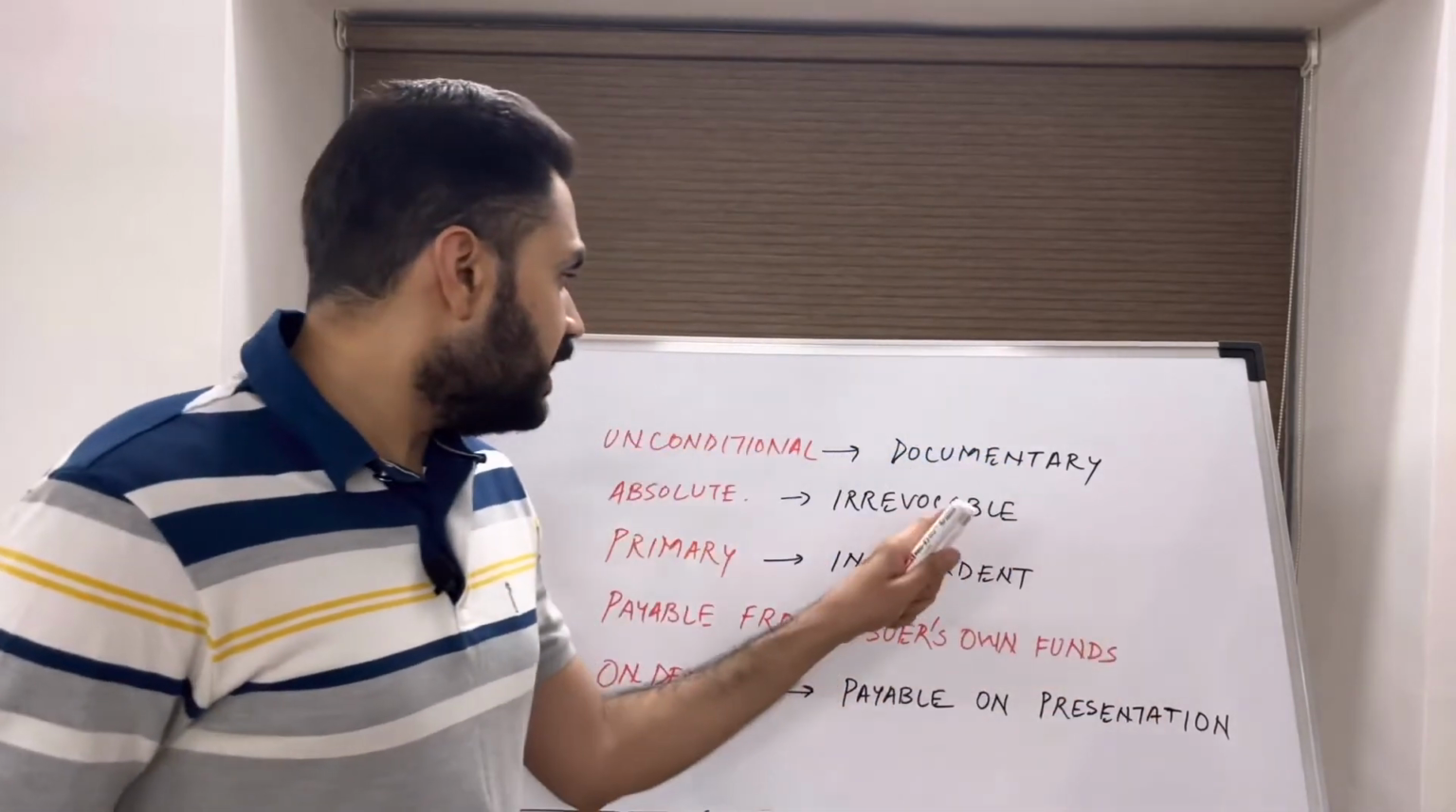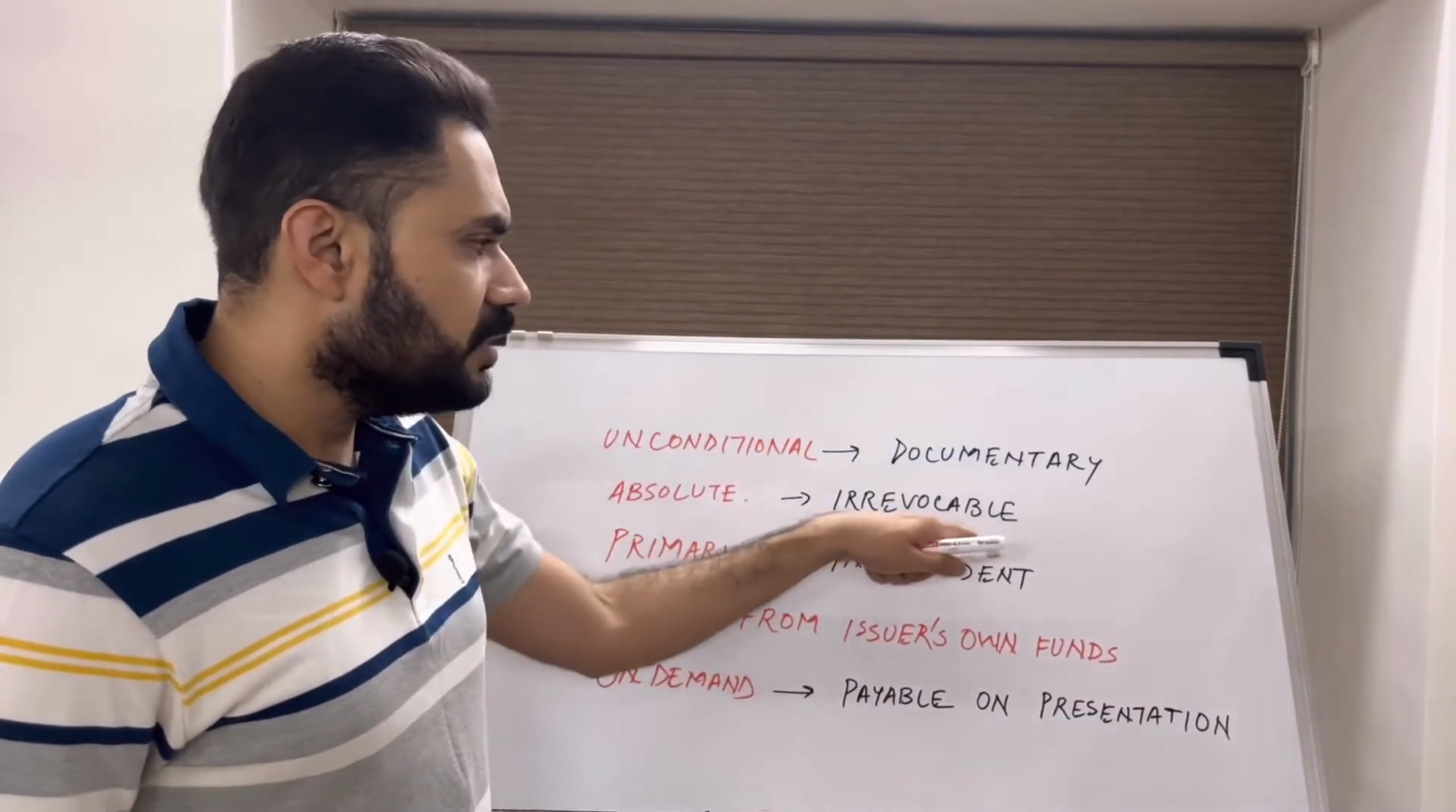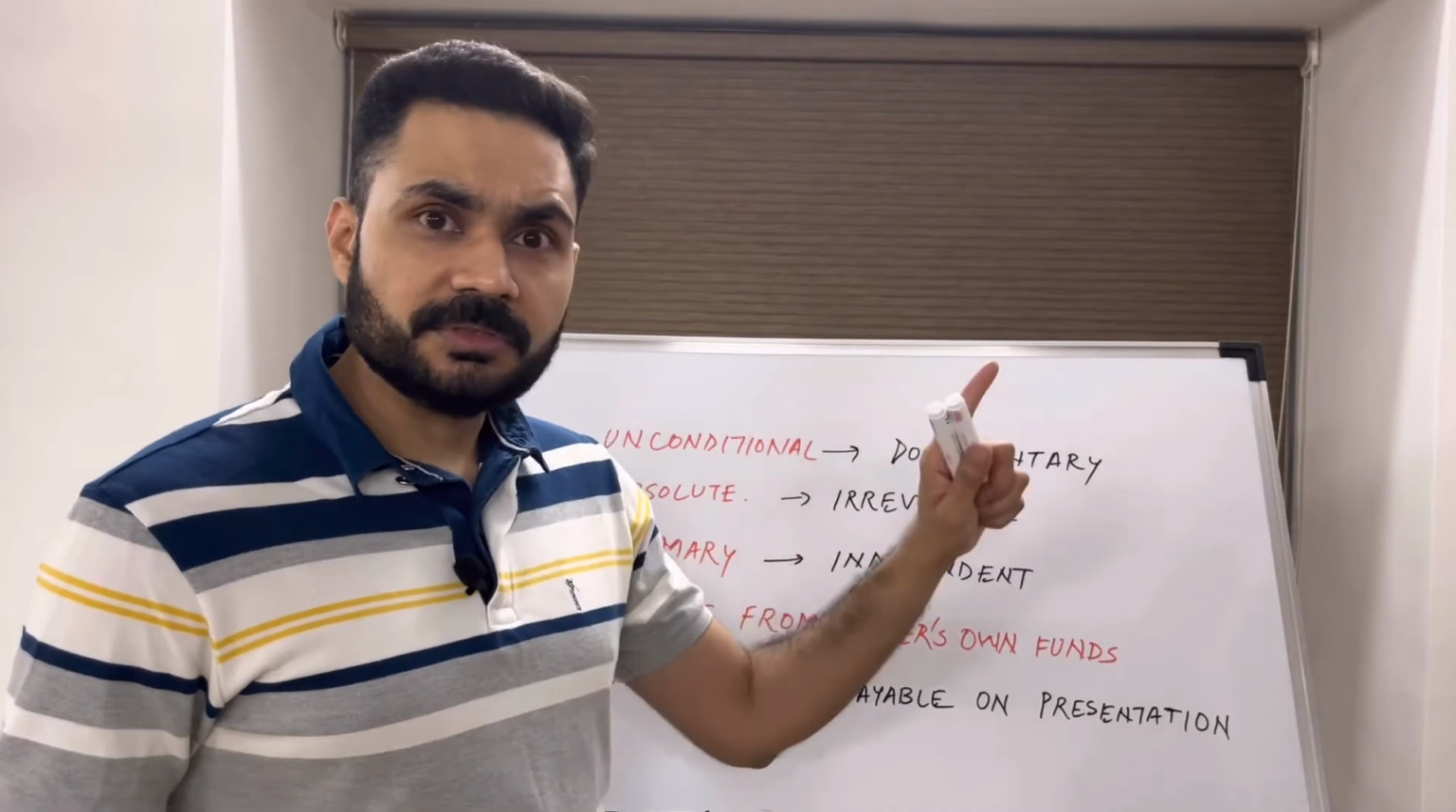Next is absolute. If a standby mentions that this is an absolute undertaking, that means it is irrevocable, again, which we saw in 1.06. Irrevocable means it cannot be amended or cancelled without the beneficiary's consent.